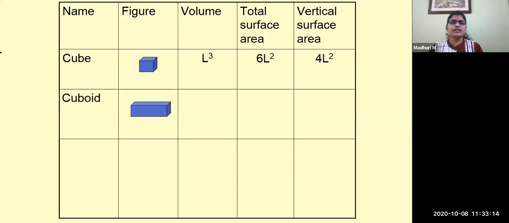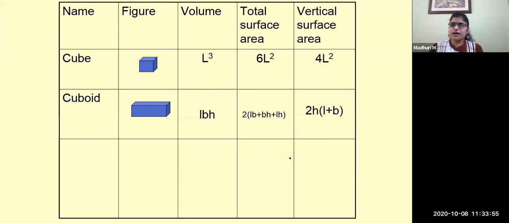Then we saw the next shape, that is the cuboid. So what is a cuboid? The difference between a cube and a cuboid is that all the faces of the cuboid will be of rectangular shape. So we start with the volume. What is the volume of a cuboid? That is LBH. Then the total surface area is twice of LB plus BH plus HL. And what about the curved surface area? The curved surface area is twice height times length plus breadth, right?